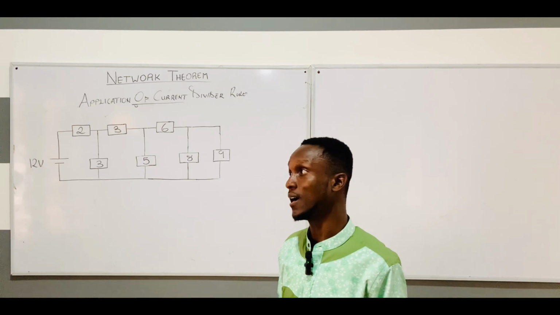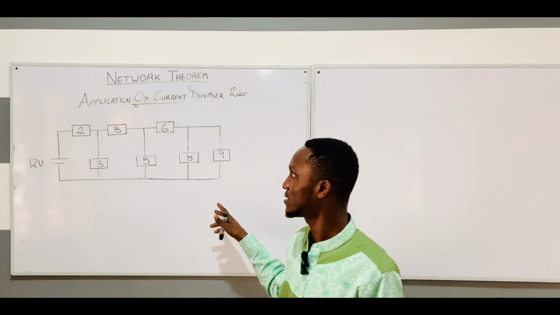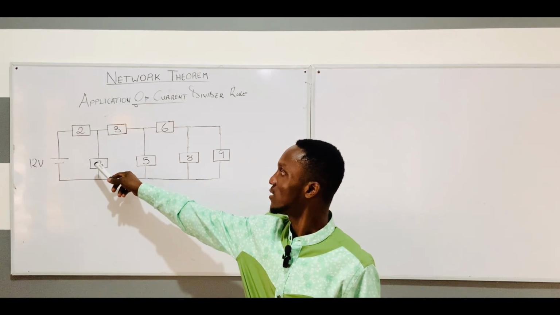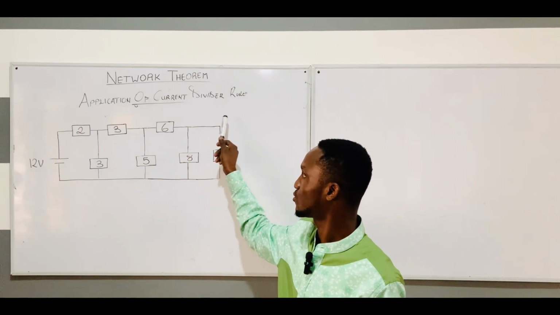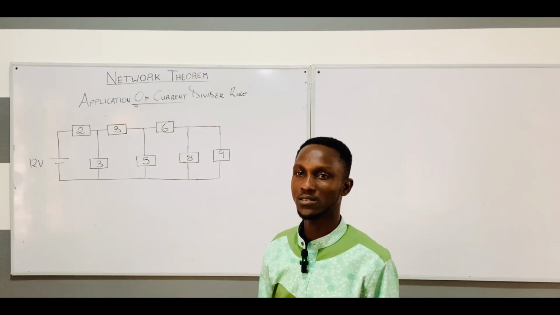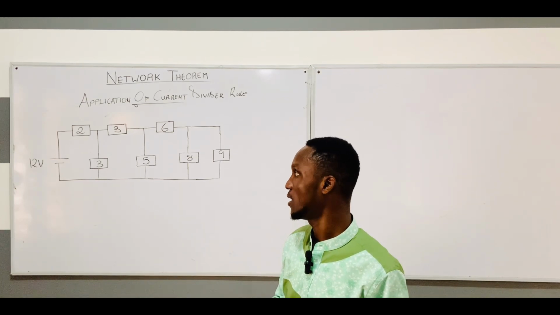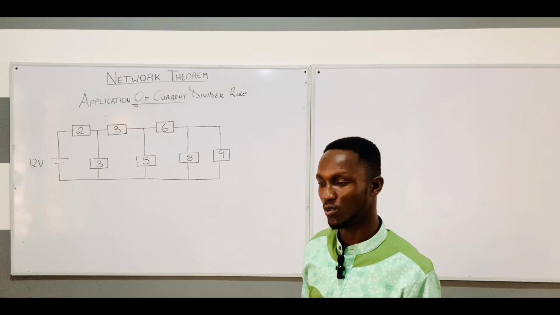So look at this circuit very well. It looks a little complex. The question says that we should find all the branch currents. So the current through branch 1, branch 2, branch 3, the current that will go through all the branches. So let's see how we are going to apply the current divider rule to do this, okay? So I'll be drawing other circuits, so you just pay attention and follow carefully.